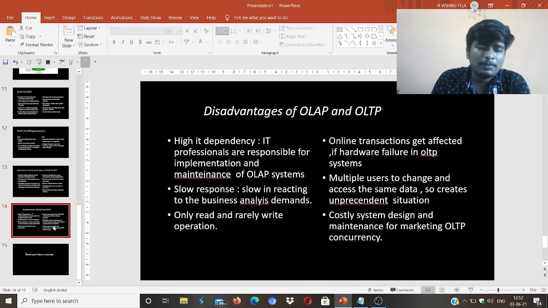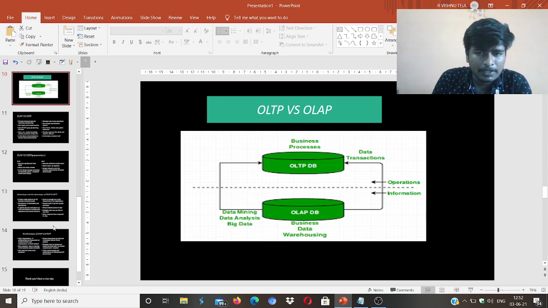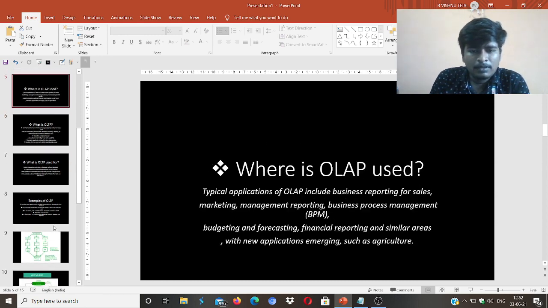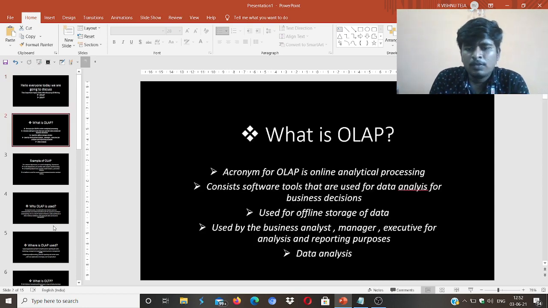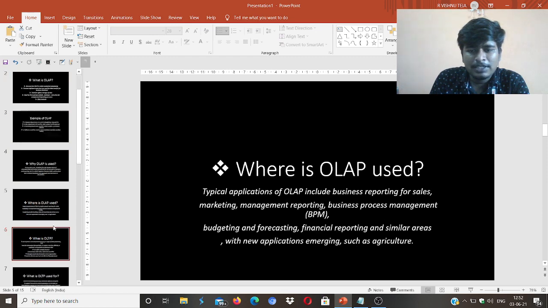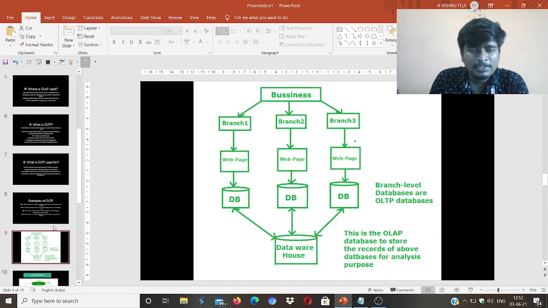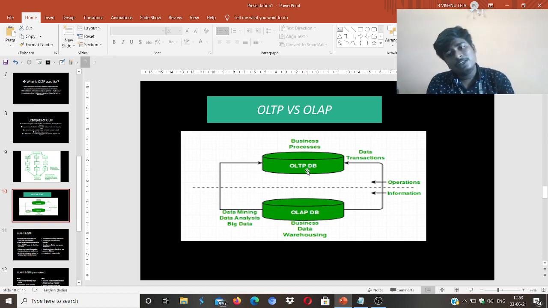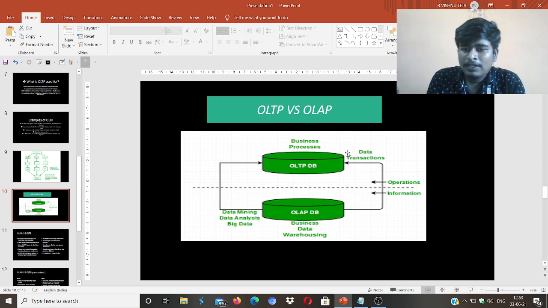Let's have a brief discussion of OLAP and OLTP. What is OLTP, what is OLAP, and what are its examples? OLAP is online analytical processing, whereas OLTP is online transaction processing. This is the business architecture where OLAP and OLTP are used. OLTP is used in database systems, whereas OLAP is used in the data warehouse process. OLTP is a two-tier architecture, whereas OLAP is a three-tier architecture, along with data transaction operations, data mining, and big data techniques.